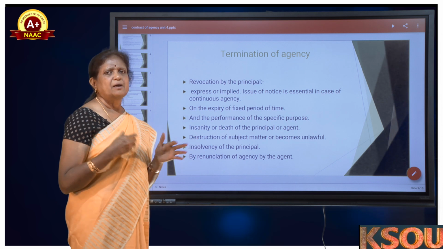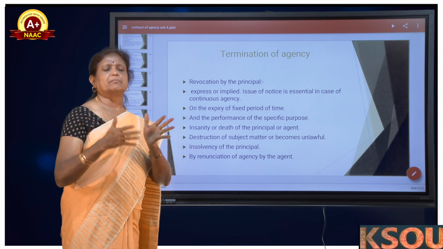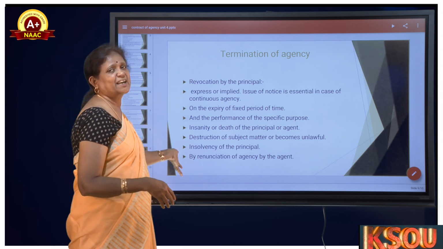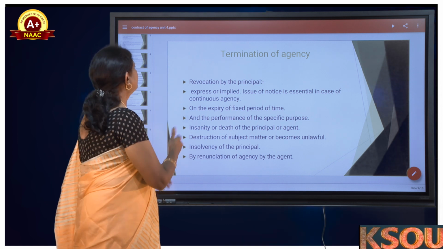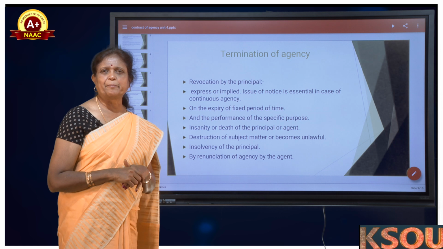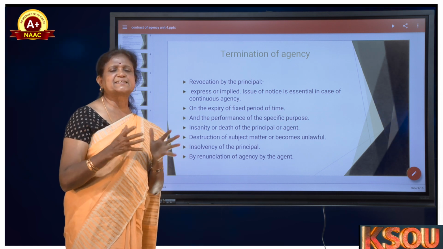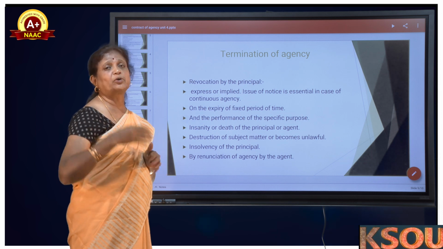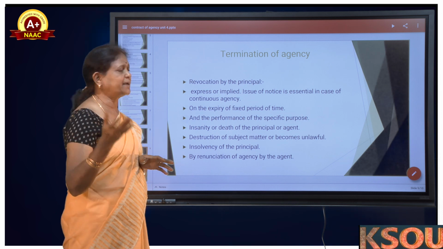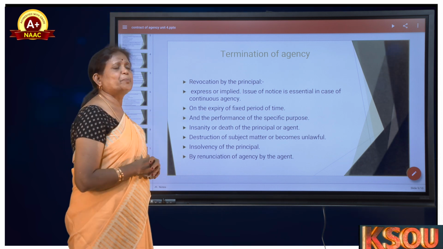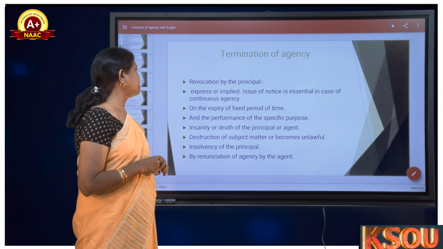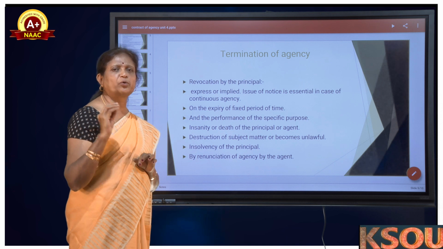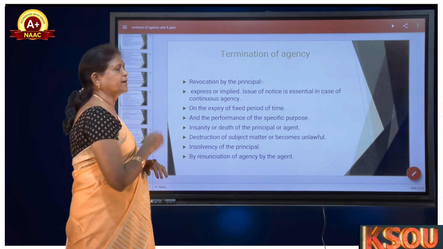Then lastly, when will an agency come to an end? So what are the various ways of termination of agency? One is revocation by the principal. Suppose the agent has committed misconduct, or acted without authority or beyond authority, in such cases the principal can revoke the agency. It may be express or implied, by issuing a notice to the agent revoking the agency.